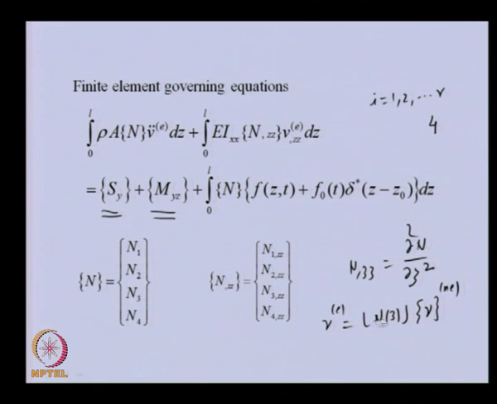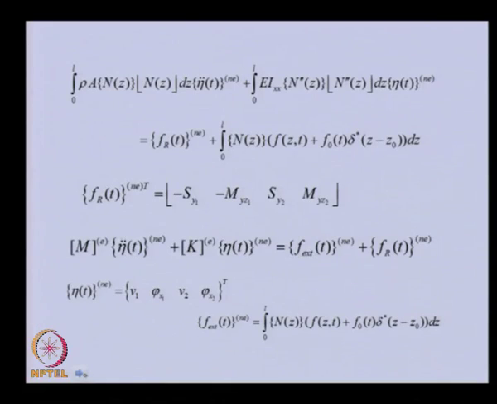So, this approximate solution we are substituting here. Once we substitute, we will see that multiplication of another row vector of the shape function will come, and this particular term, nodal displacement, will get the derivative of v with respect to time, because this is independent of z. So, it will be outside the integral.